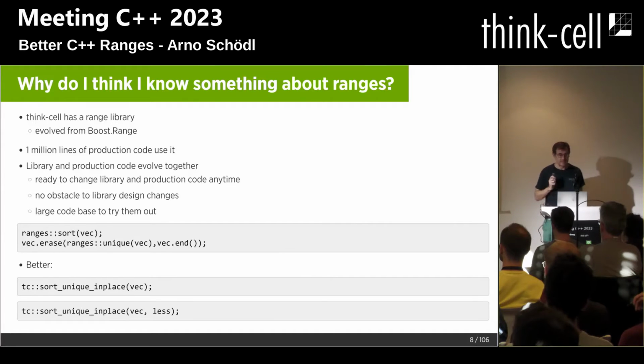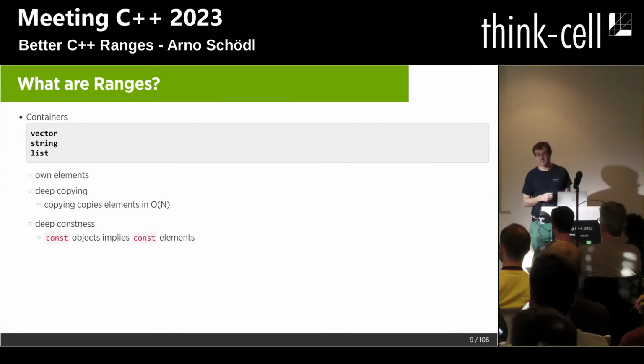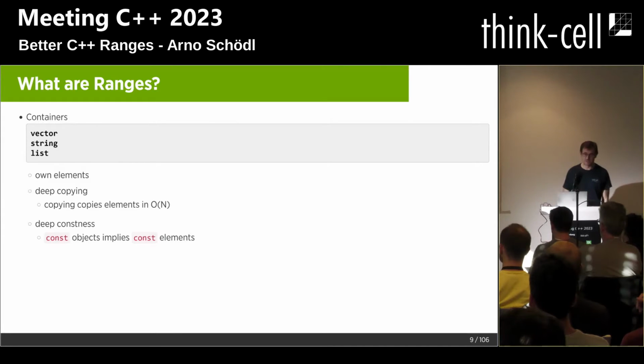OK. Now, first of all, let's talk a little bit about basics of ranges. What are ranges? First of all, the containers that we all know. So vector, string, list. They all own their elements. They have deep copying. When you copy the container, you copy the elements along with the object. And they have deep constness. If the object is const, you cannot mutate the elements.